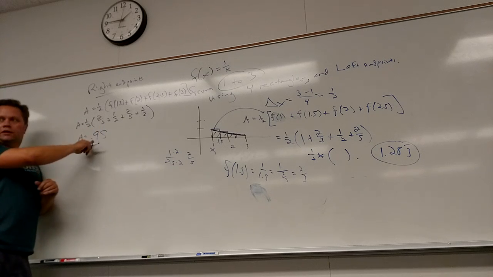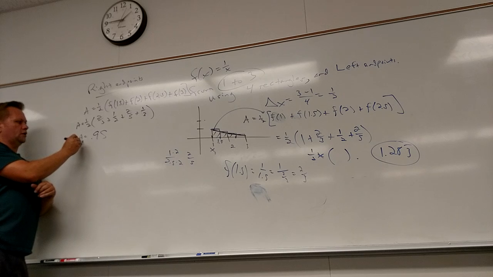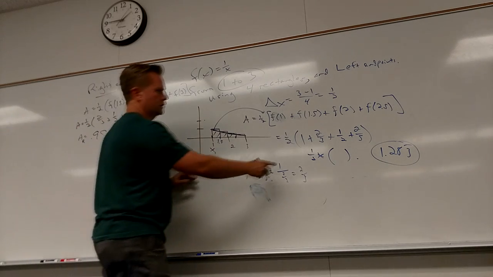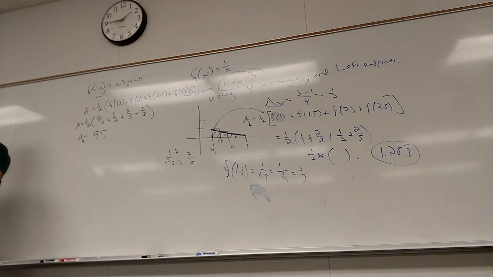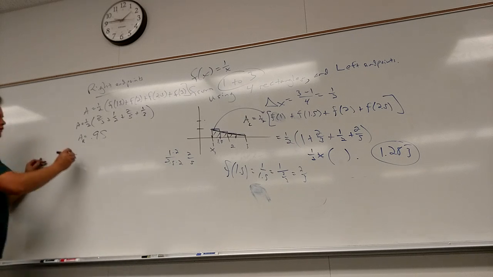So that's an underestimate. This is area using right endpoints. This is an overestimate. This is area using left endpoints. So if you average the two, it's still an estimate. It's not right, but it's a much better estimate than either one of these two. So what do you get when you average the two together?